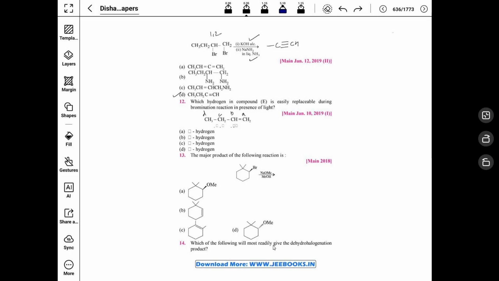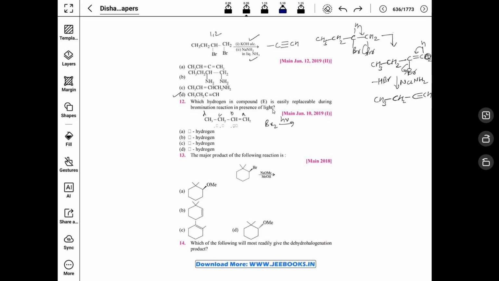And the mechanism is as follows. For abstracting this proton, you need a very strong base, and sodamide is a very strong base. So therefore it will abstract this proton, and removal of the HBr will give you this triple bond. Now moving to the next question, which hydrogen in compound E is easily replaceable during bromination reaction in presence of light? So bromination reaction in presence of light is an example of a radical reaction.